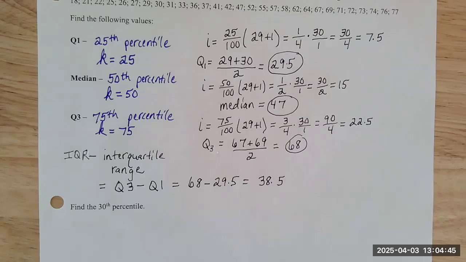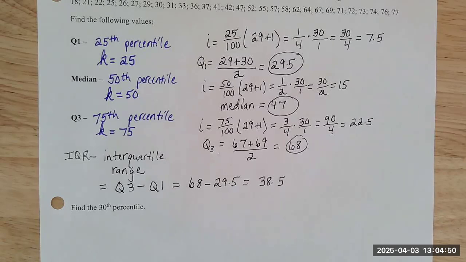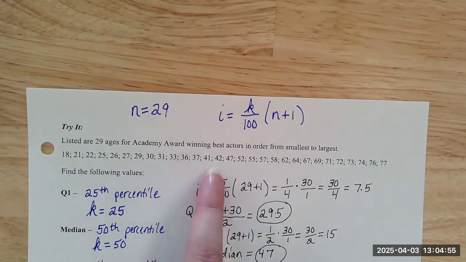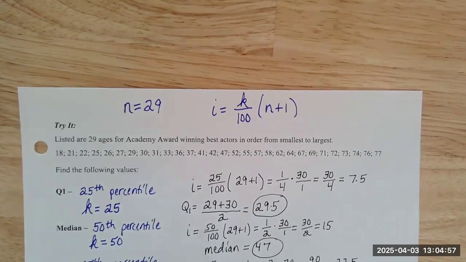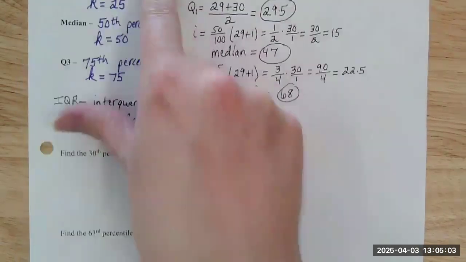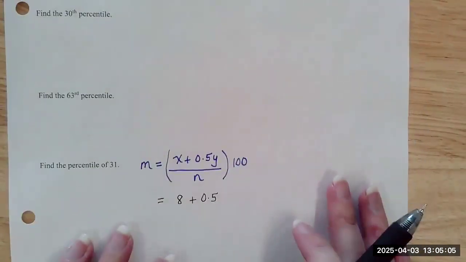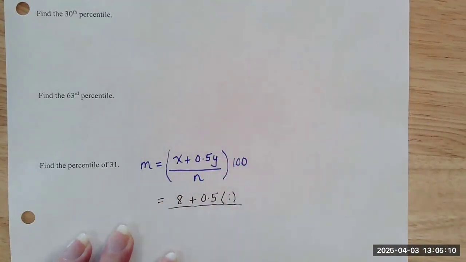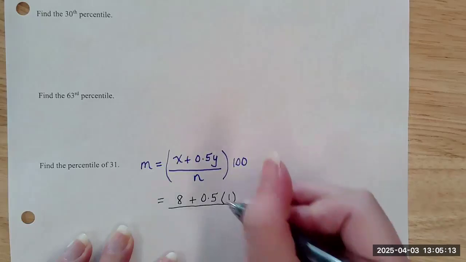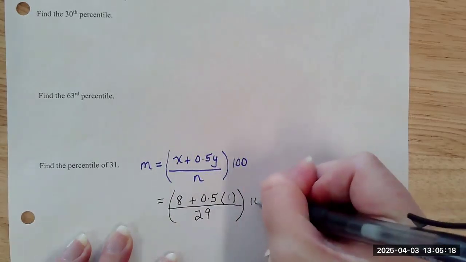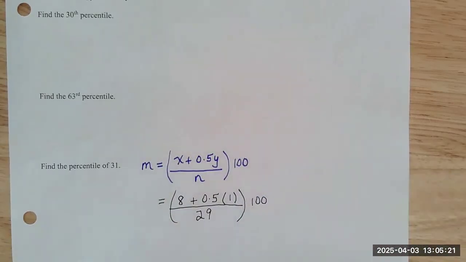0.5 times y. Y is the number of data values that are exactly equal to 31. And in this particular list, we didn't have more than one 31. They didn't give us like 31, 31, 31. If they did, we'd put 3 there because there'd be 3 31s. But we only have one 31, so our y is 1. So we're going to say 0.5 times 1, divided by the total number of data items, we had 29. That was our n for the problem. And then once we get that value, we're going to multiply times 100.